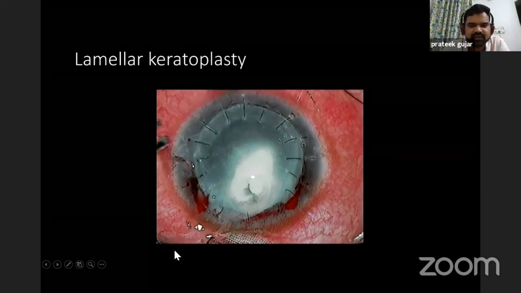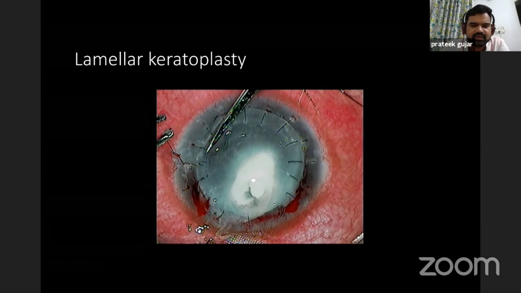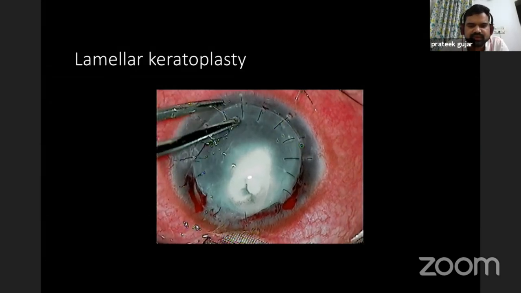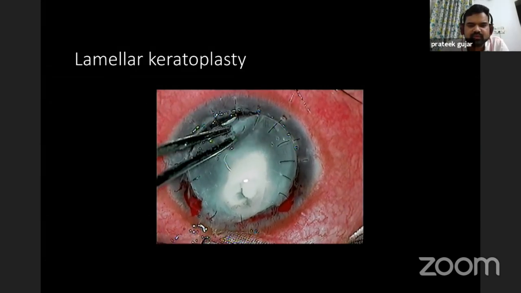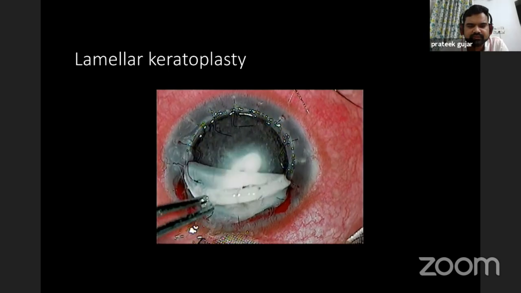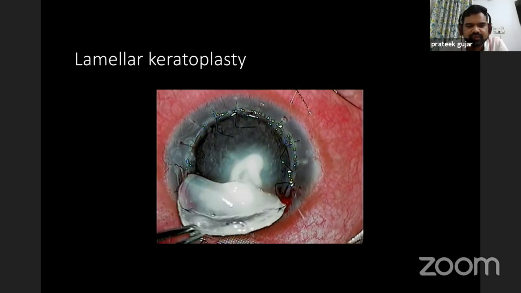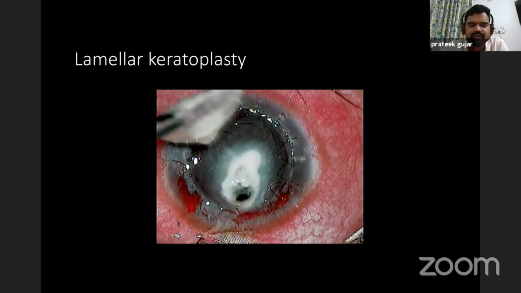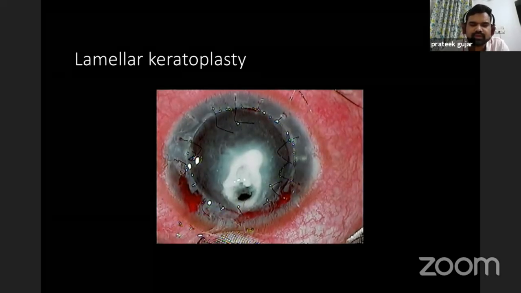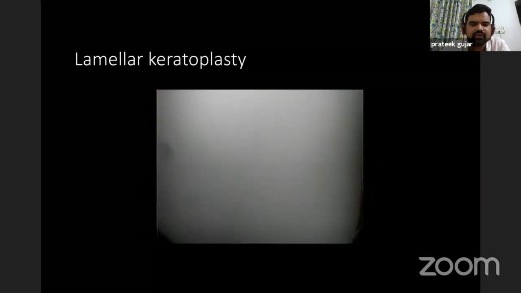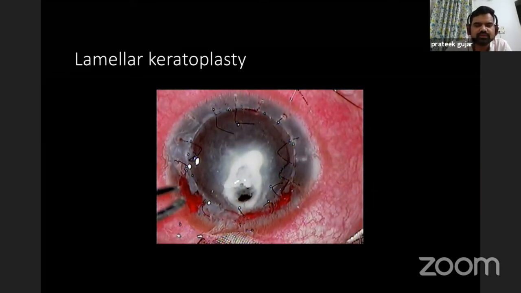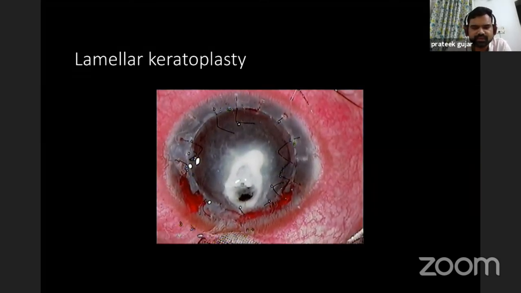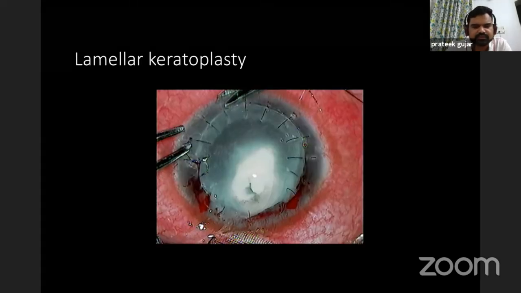This was a case of fungal keratitis in which a lamellar keratoplasty was done elsewhere. And here you can see when I'm removing the anterior donor tissue, there is an interface keratitis with a perforation. So be very, very sure that you have completely removed the infection, otherwise you will end up in a situation like this if you're trying lamellar keratoplasty for therapeutic purposes.